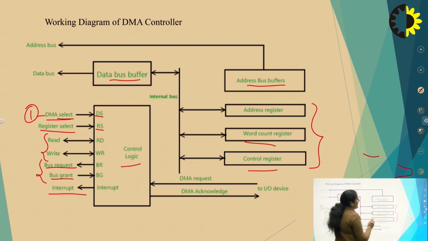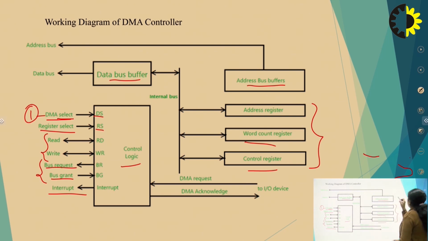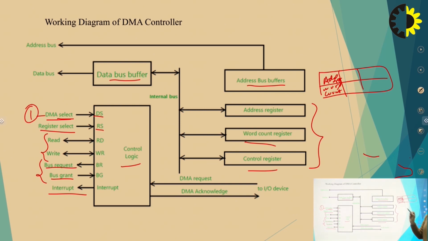So there is one important thing. Let's suppose the address register and word count register: in the address register, suppose the starting address where we want to read or write data is 1000 and the count is 50.